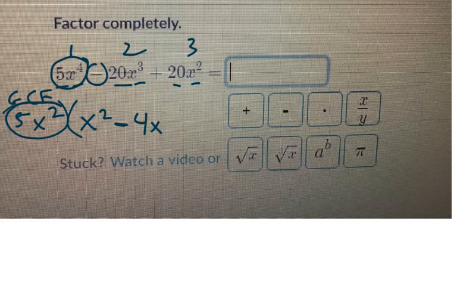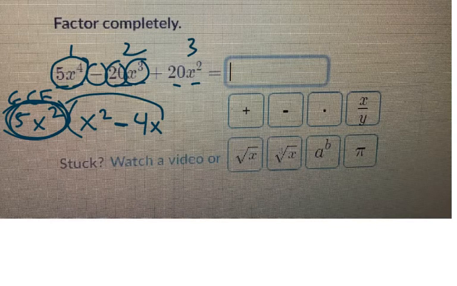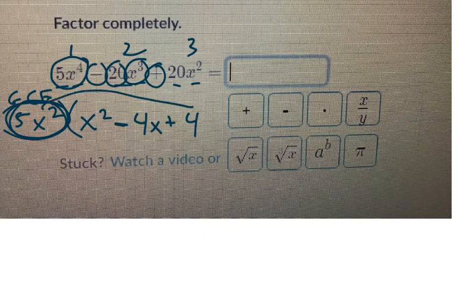4x times 5x squared is 20x^3. Remember, powers add, guys. 1 plus 2 is 3. Okay? Now, finally, we have a plus, and a 4 times 5x squared is 20x squared. So we got our GCF done.